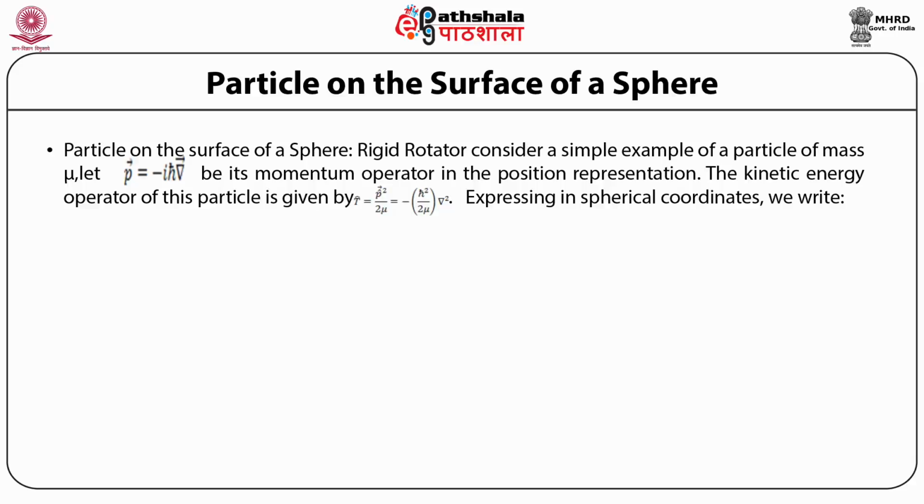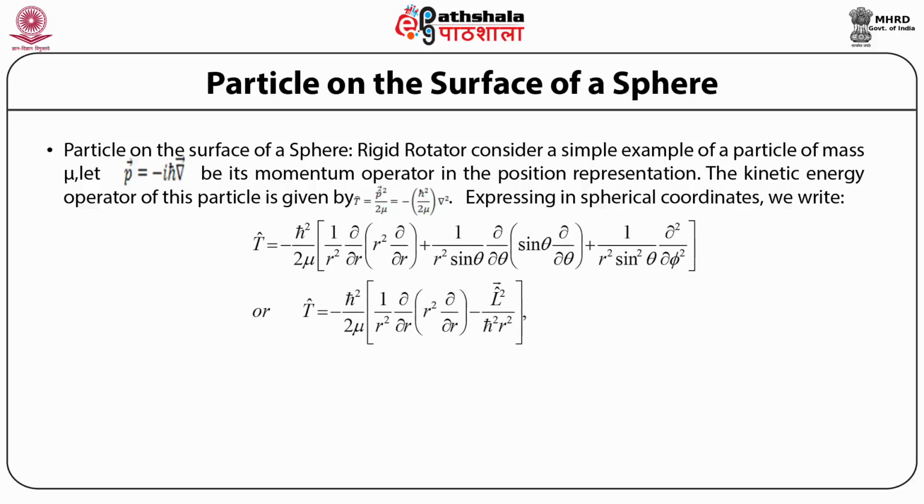Now expressing the del operator in the spherical coordinate system, we can write the kinetic energy operator of the particle having mass mu as operator T equal to minus h cross square by 2 mu, bracket open, 1 upon r square del by del r acting on r square times del by del r, plus 1 upon r square sine theta times del by del theta acting on sine theta times del by del theta, plus 1 upon r square sine square theta times del 2 by del phi 2, or the double partial derivative with respect to phi, whole bracket close.